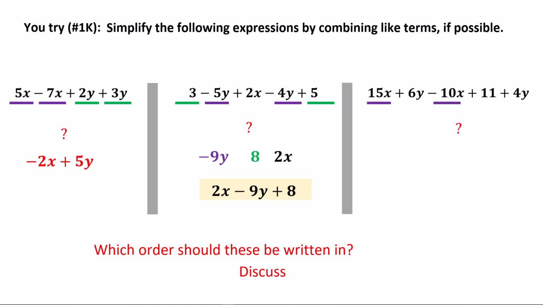In the final expression, 15x minus 10x becomes 5x. The y terms combine to make 10y, and then 11 is the remaining constant. When we put them in alphabetical order, 5x plus 10y plus 11.